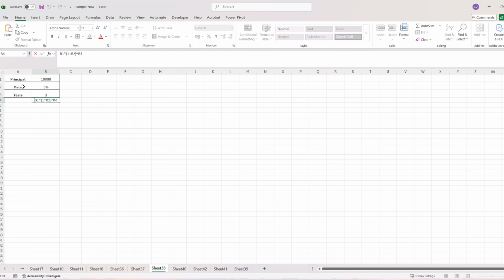Tip: make sure the rate is recognized as a percentage. If you prefer decimals, you can enter 0.05 instead. But using 5% is often clearer.